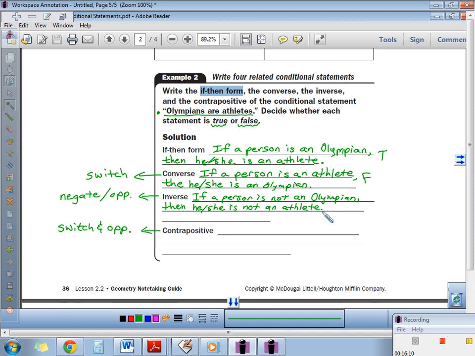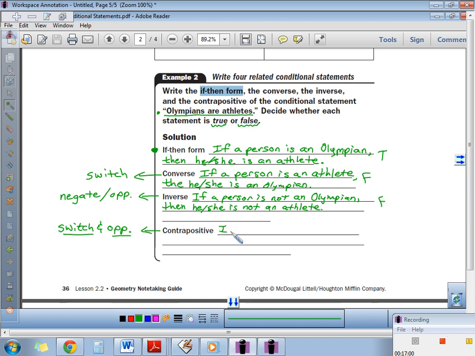Last one, contrapositive. This one is used most often. Sorry, we forgot to say, is this true or false? If a person is not an Olympian, then he or she is not an athlete. Is that true? If they're not an Olympian, then they're not an athlete? No, that's false. Last one, contrapositive. Once again, we need to switch and take the opposite of the original statement. So we're switching and negating. So please pay attention to that.